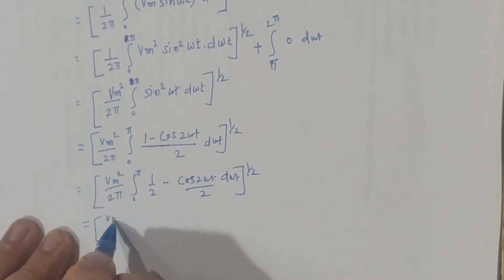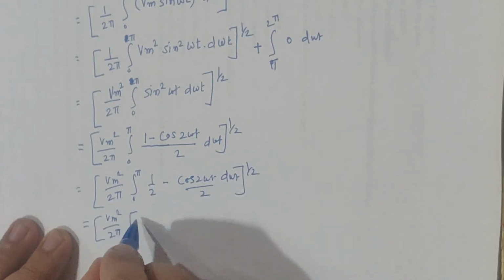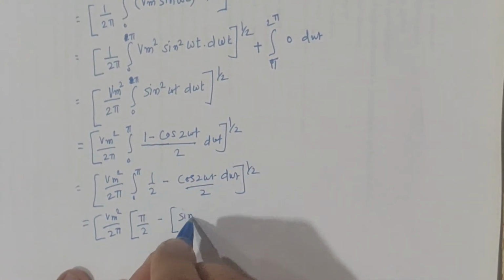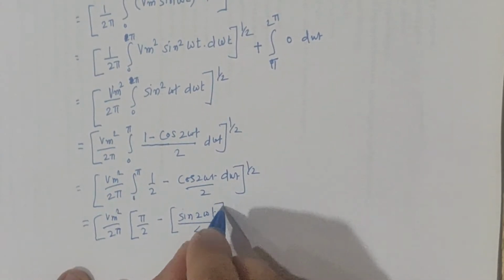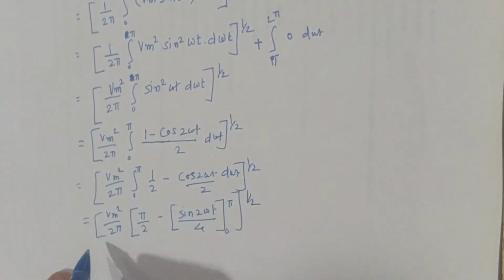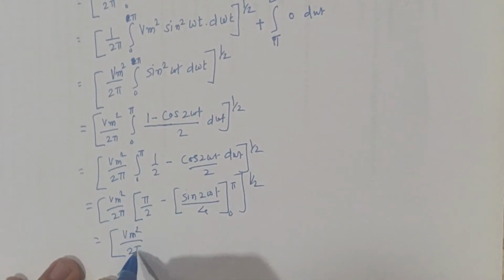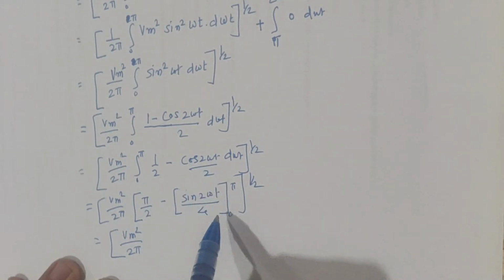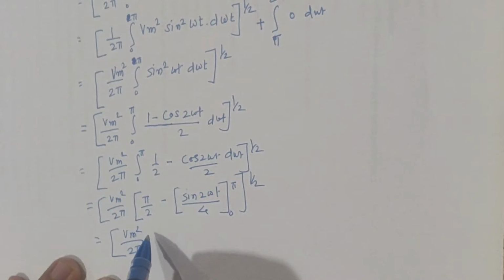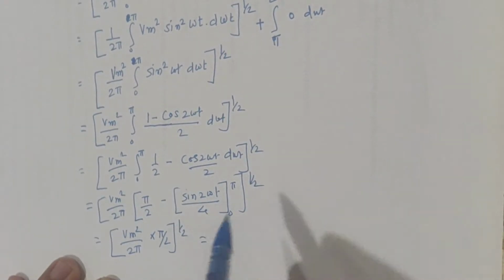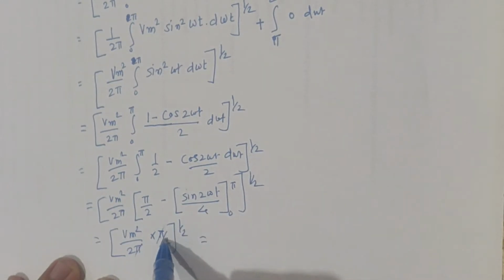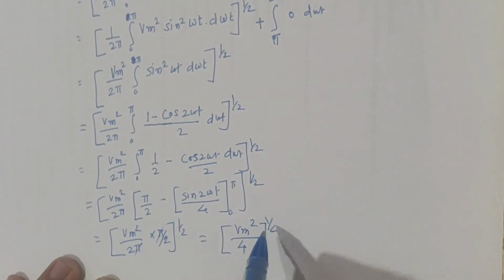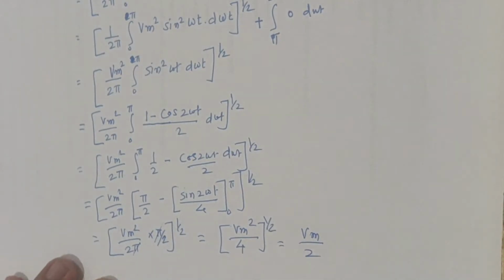Next step will be Vm square by 2 pi. Now I am putting the value, it will be pi by 2 minus sine of 2 omega t by 4, and here I need to put the limits 0 to pi, and then the root of this. Then it will be Vm square by 2 pi. And this is going to be 0, right? Because sine of 2 pi minus sine of 0, it will be 0. 1 minus 1, it will be 0. So the only thing that will remain will be pi by 2 and then root. So now let us cancel. Pi cancels with this pi. This 2 multiplied by 2 will be 4. So the bracket will be Vm square upon 4 and root of that. So that will be Vm by 2.